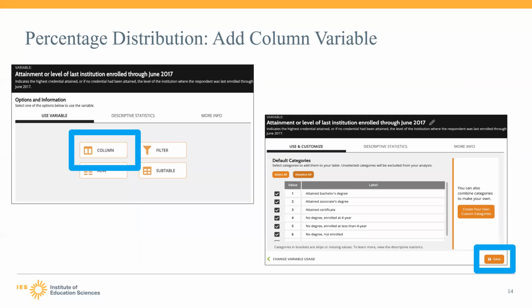When you do that, you'll see a variable options menu where you can select how to use the variable. You can view descriptive statistics, and you can see more variable metadata. In the use variable table, you click on the button labeled column. So we use this variable in the column. And then in the next screen, you'll have the option to customize variable categories. In this case, however, we're just going to leave them on their defaults, and you're going to click the orange button labeled Save to add those default variable categories as columns in the data table.